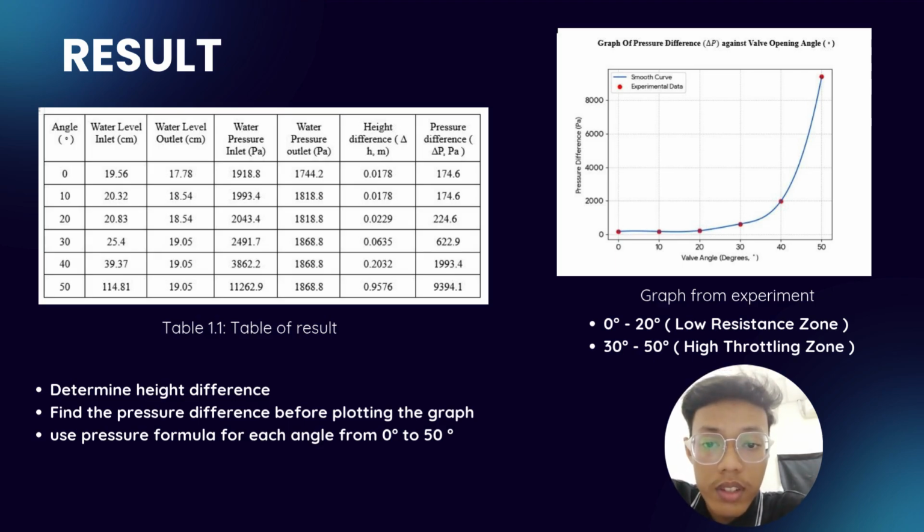The graph reveals two distinct operating phases: a low resistance zone from 0 degree to 20 degree, where the horizontal line indicates that the valve is sufficiently open and does not obstruct the flow, and a high throttling zone, 30 degree to 50 degree, where the pressure surges sharply. This rapid incline represents the phase where the valve aggressively restricts the fluid, causing a throttling effect that eventually led to an overflow at the highest angle as the back pressure exceeded the manometer capacity. These findings are crucial for understanding the operational limits and energy dissipation characteristics of the piping system.